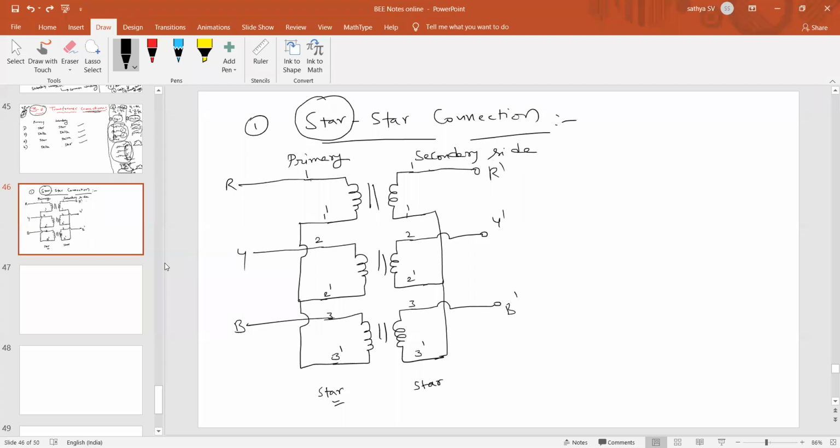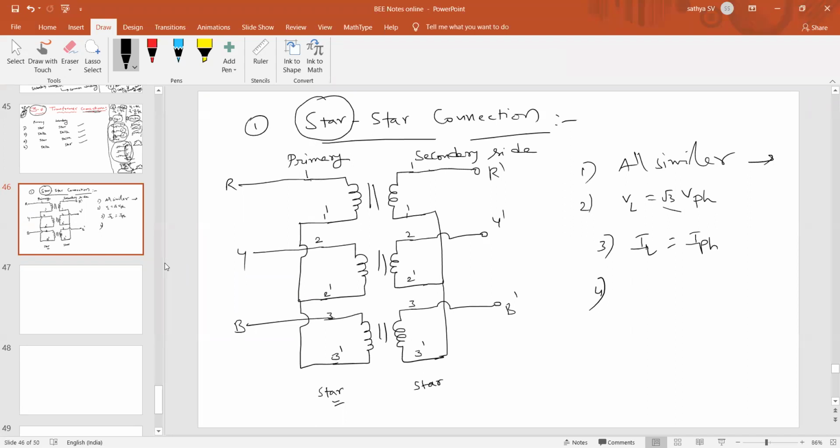Here I am removing this. Up to this you require in the examination. Here you need to write some two points for this diagram. First, how you are getting connected: all similar ends joined together. And the second point, the voltage and current relations in star connection.